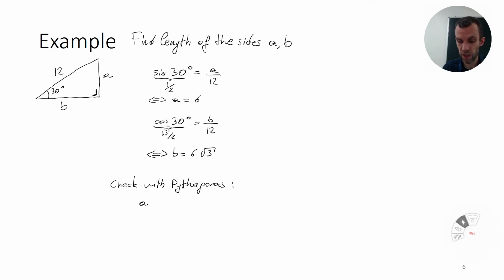So let's calculate that. A squared plus B squared, that's 6 squared plus 6 squared times 3. That's 144, which is 12 squared, and yep, that's the length of the hypotenuse squared. So our check worked. This doesn't guarantee that your answer is correct, but if the check does not work out, then you know you have to go back and double check your calculations.